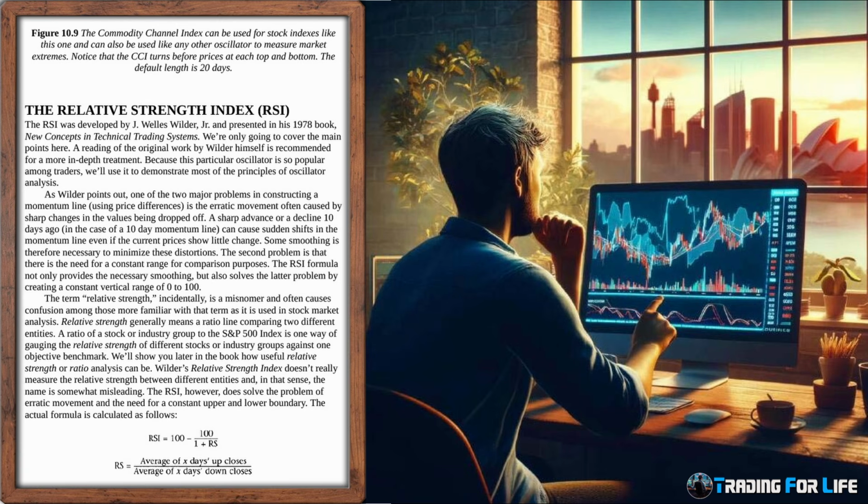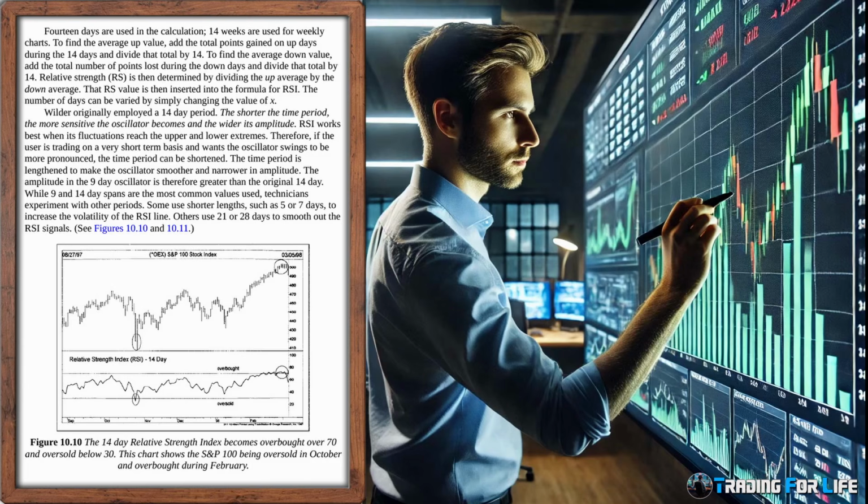Wilder's relative strength index doesn't really measure the relative strength between different entities, and in that sense, the name is somewhat misleading. The RSI, however, does solve the problem of erratic movement and the need for a constant upper and lower boundary. The actual formula is calculated as follows. 14 days are used in the calculation. 14 weeks are used for weekly charts.